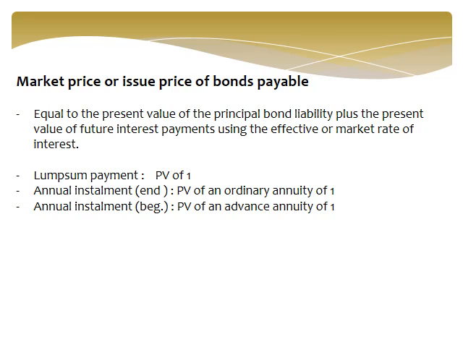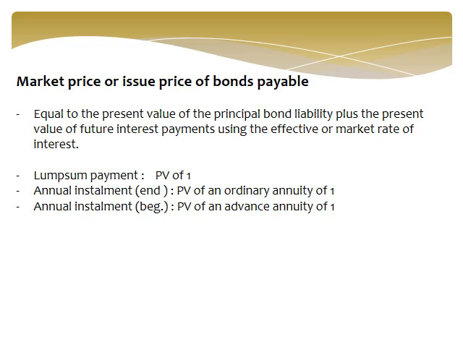Market price or issue price of bonds payable is equal to the present value of the principal bond liability plus the present value of future interest payments using the effective or market rate of interest. So, lump sum payment, we have present value of 1. For annual installment every end of the period, we have PV of an ordinary annuity, present value of an ordinary annuity of 1 or PVOA.